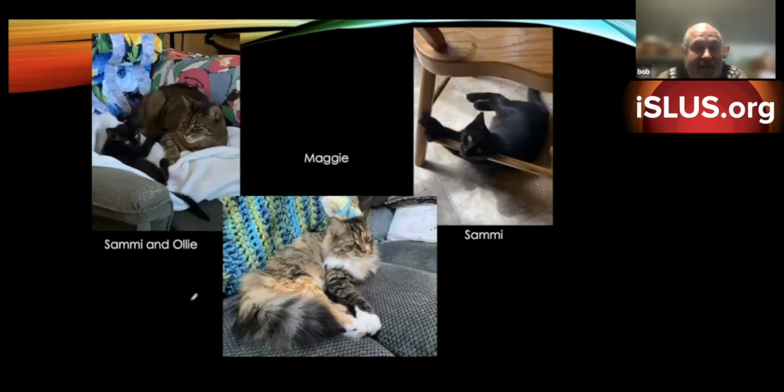All right, take a little break here from ultrasound. These are my furry children, our little baby Sammy, our old man Ollie, and my cat Maggie.